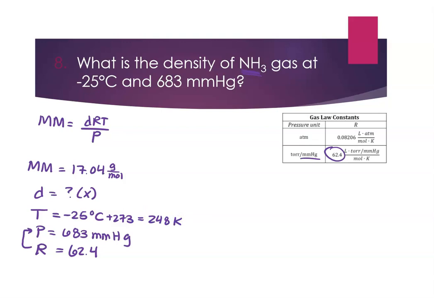Right, so since here I am solving for D, I need to isolate my density. So since P is in the denominator, I'm going to multiply both sides by P, and I get MP is equal to DRT.